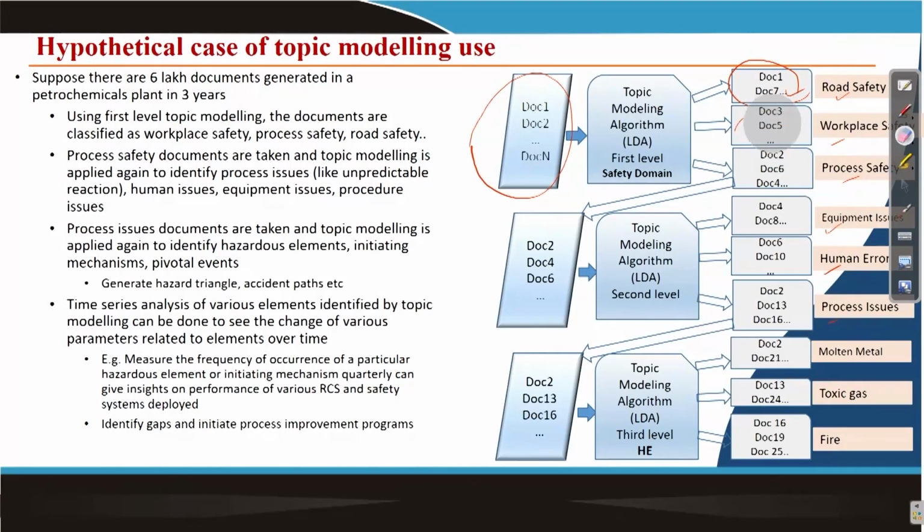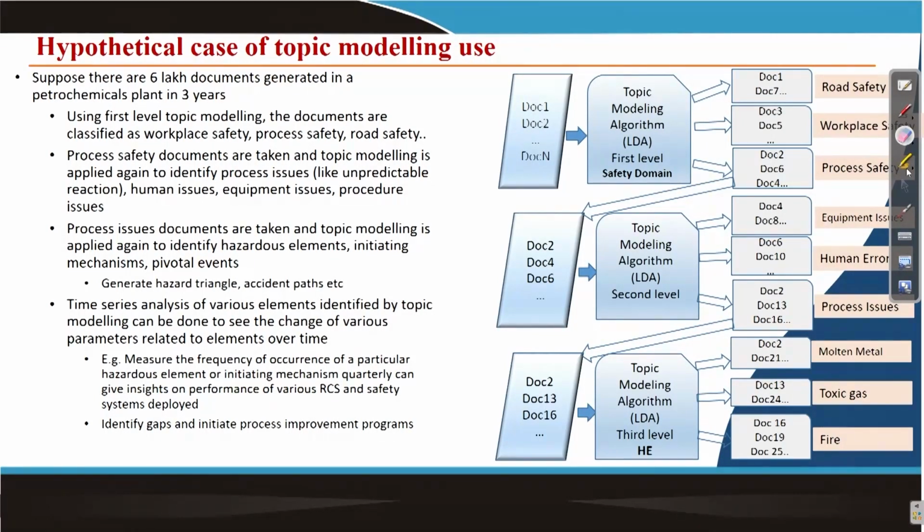Similarly, after the second level of clustering, you may go for another one on process issues, and again do topic modeling on those documents and find out the bottom level topics, which are more important from the day to day management point of view.